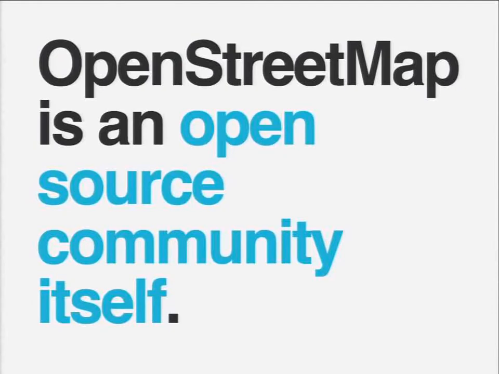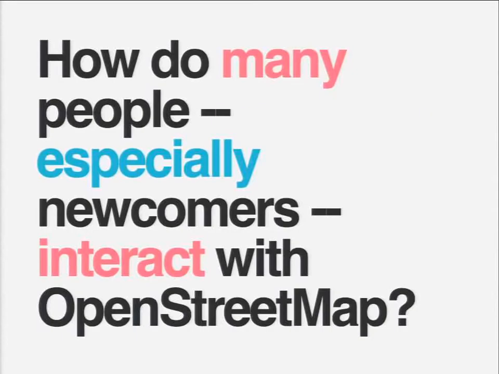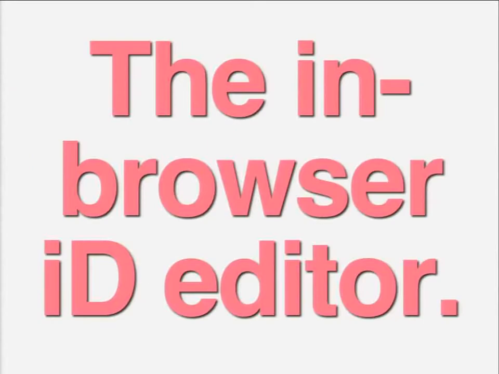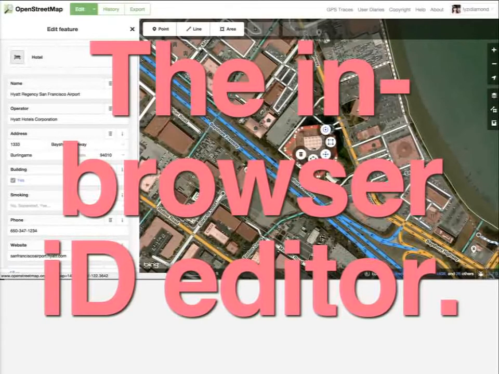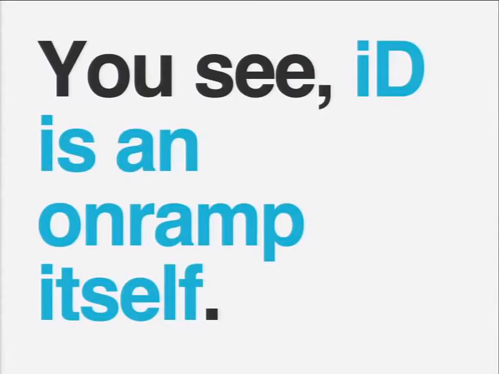And then people make open source projects with the open source data from OpenStreetMap that was built from an open source community. Mind blown. So how do many people, especially newcomers, interact with OpenStreetMap? They do it with the in-browser iD editor. How many people have used iD to edit OpenStreetMap? Awesome. You see, iD is an on-ramp in and of itself, right?